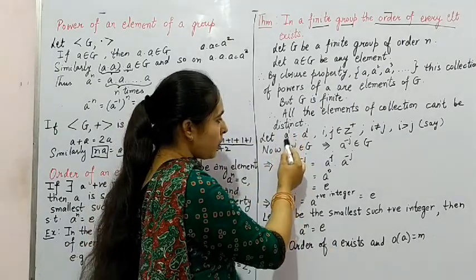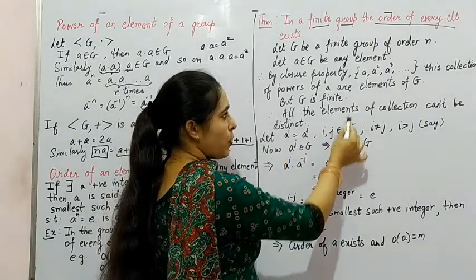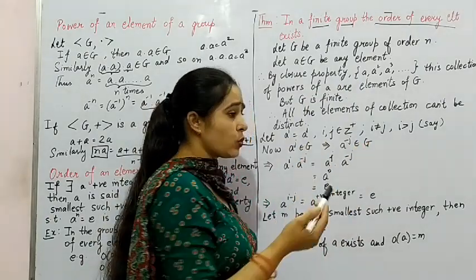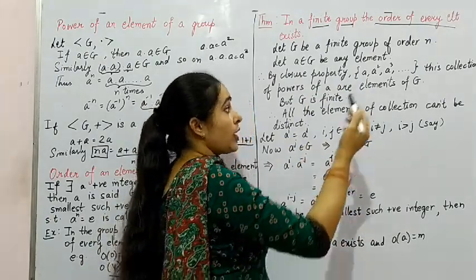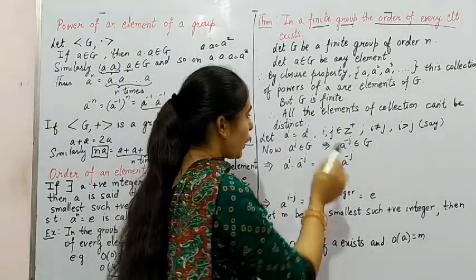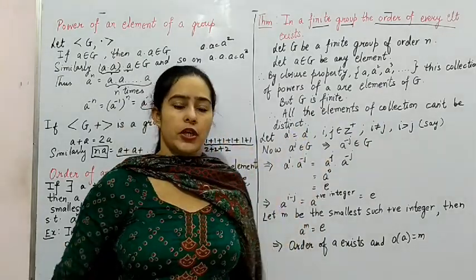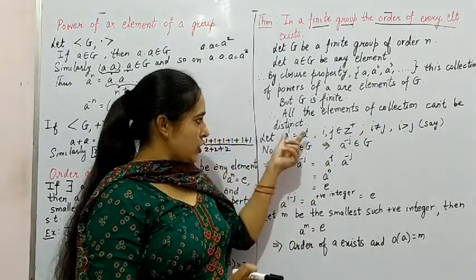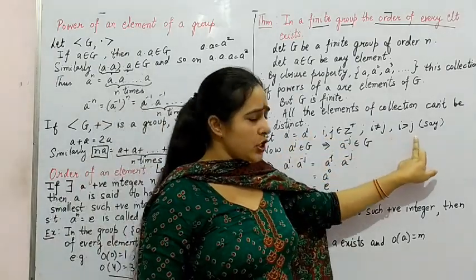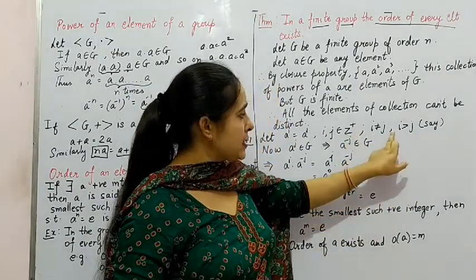Let a raised to the power i be equal to a raised to the power j for some positive integers i and j, i is not equal to j. Why? Because we are taking two distinct powers as equal. For example, a square matches with a raised to the power 5, like this. Now, if we are writing a raised to the power i is equal to a raised to the power j, one of i and j will be greater and one will be smaller. So let's take i greater than j. You can take j greater than i. This will be the same. Now we are taking i greater than j.